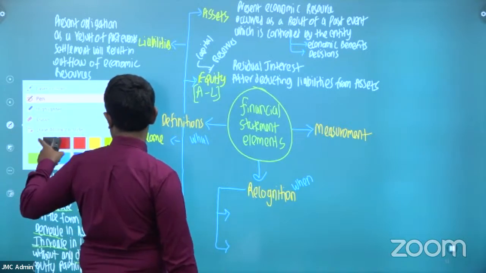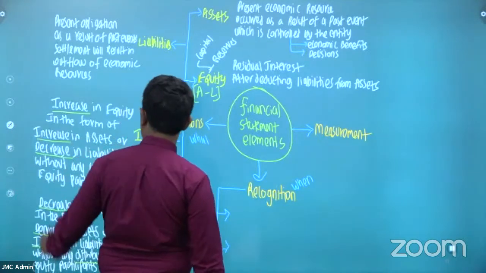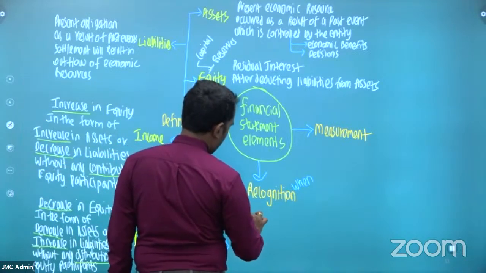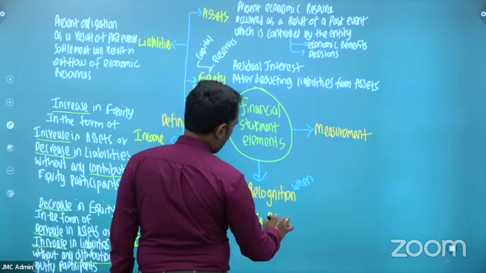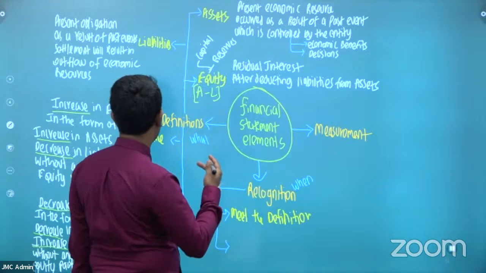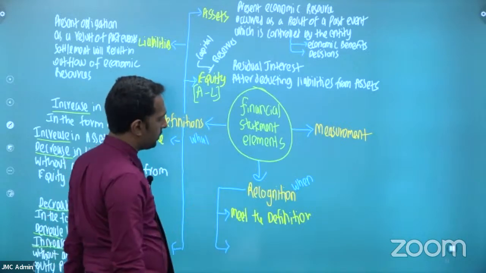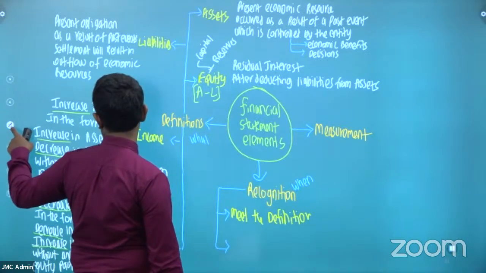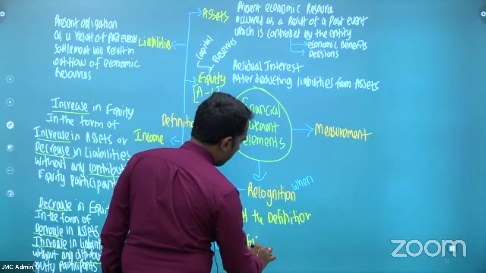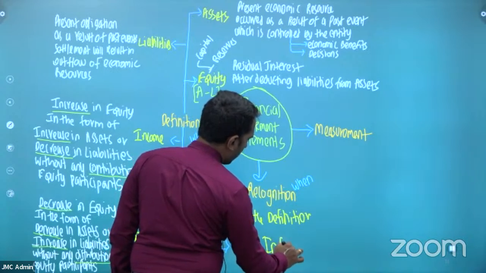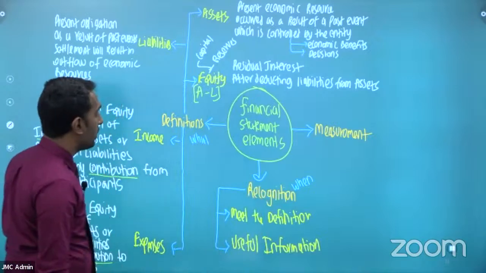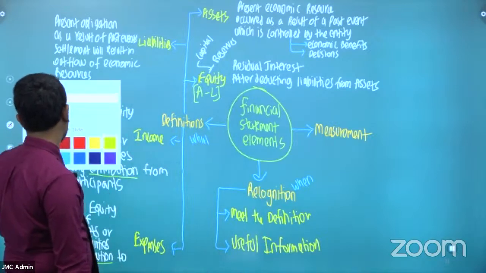Recognition simply depends on two things. First one is it should meet the definition. Before we recognize, it should meet the definition. It should be either an asset or income or liability or expense or equity. Second one, it should be useful information. For us to recognize that, it should be useful information.